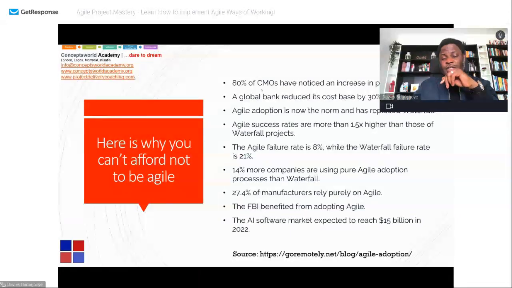Again, you can get all these statistics from goremotely.net. The stats data says a global bank reduced its cost base by 30%. So imagine if you spend $100,000 every month on running your company, and that's slashed by 30%. That's slashed to maybe $70,000. You can take that 30,000 that you've saved and put it in some other asset base or investment. So agile adoption is now the norm and has replaced waterfall. It is the norm anywhere you go now. Like I said, 12 years ago, agile was not common when I first started.